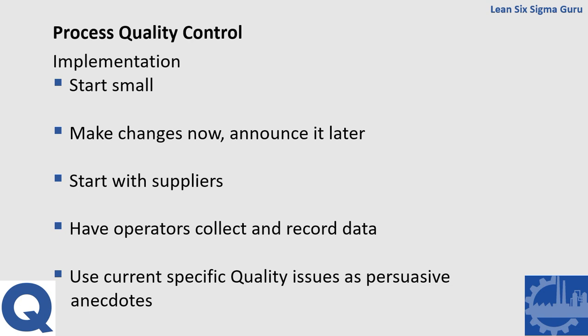Have operators collect and record data. Do it sparingly. Don't use a lot of operator time, but they're already a resource there, and there's usually time for collecting and recording that data. And then use current specific quality issues as persuasive anecdotes. The data is good, the data should be used, but often with high-level management support, it's more useful to have a good anecdote than it is to have data. Use the current quality issues as those anecdotes to help persuade your leadership team.